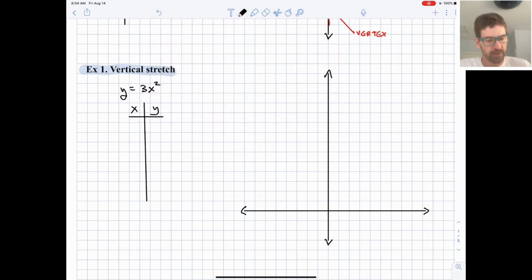So let's graph some things up. I'll do my same set of x values, and to choose those x values, that's sort of my standard set that I start with.